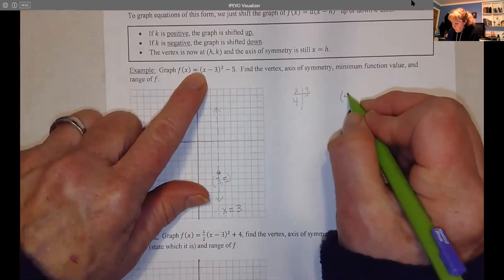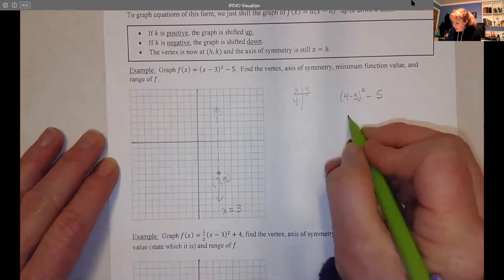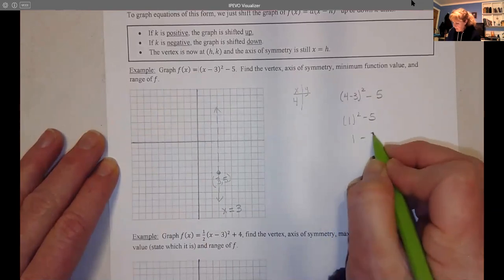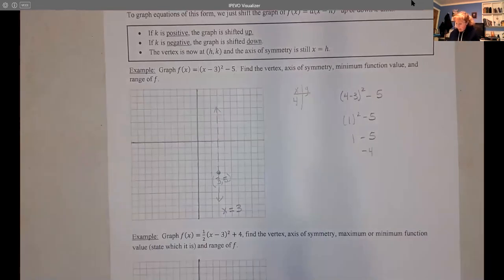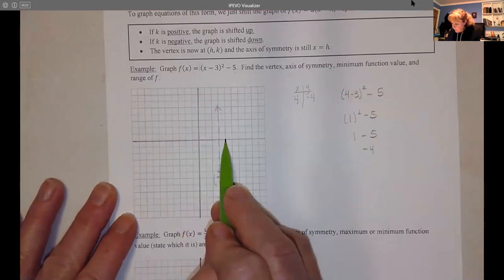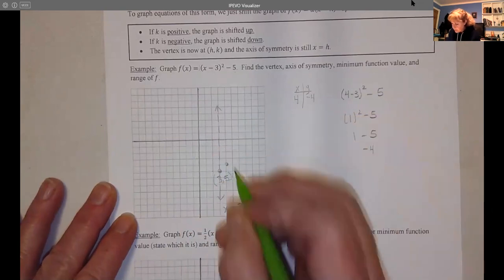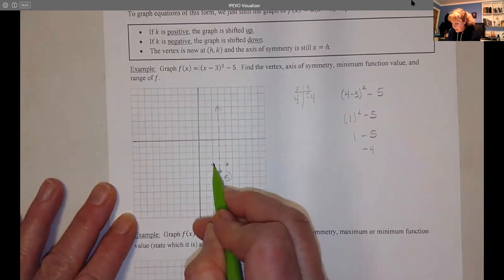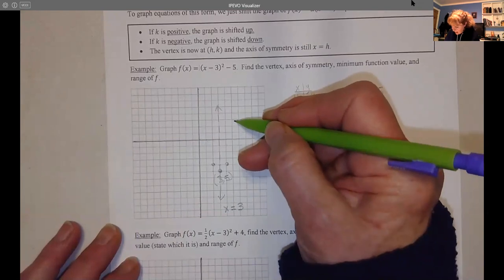So that gives 4 minus 3 squared minus 5. PEMDAS, we have parentheses, exponents, and then we'll add or subtract. So we have -4 as our y coordinate. So we know we have the point 4, -4. Because of symmetry, I'm a distance of 1, so I go a distance of 1 on the other side, because they're symmetric about that line. So I can sketch the graph.